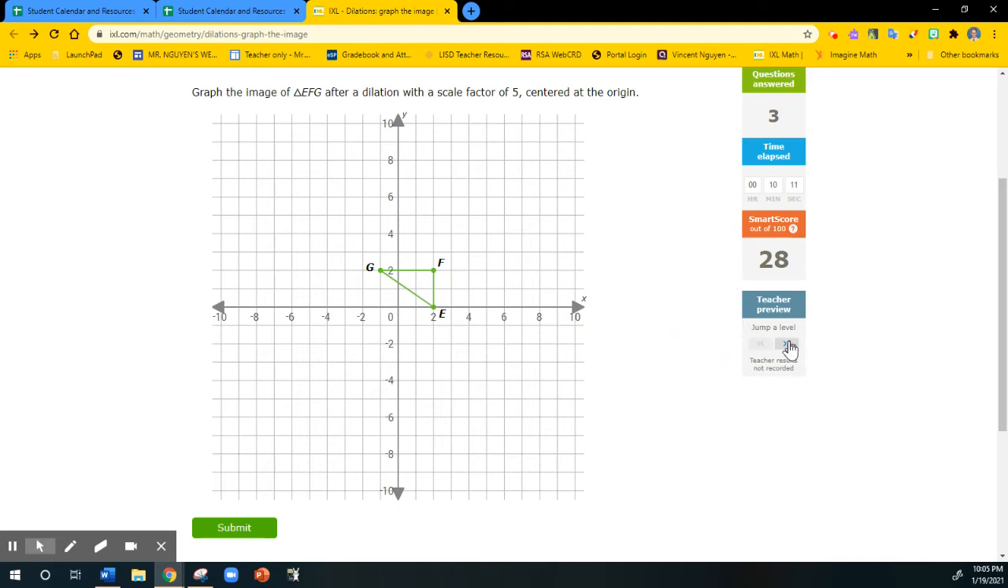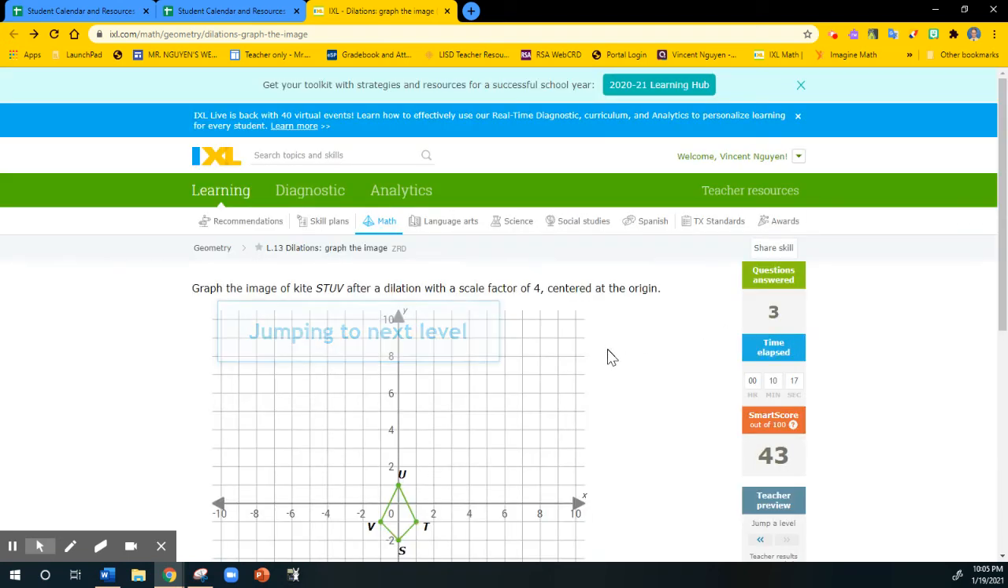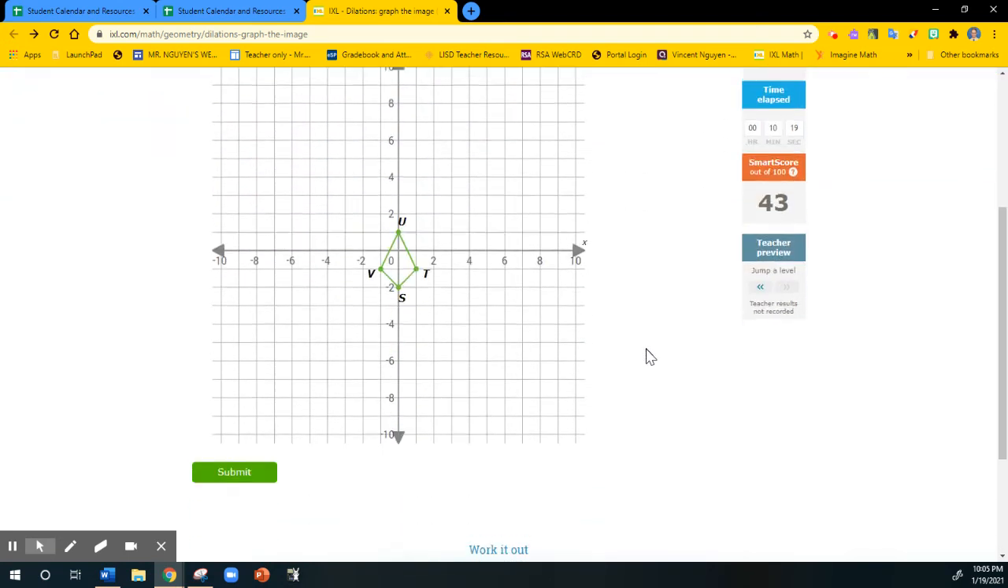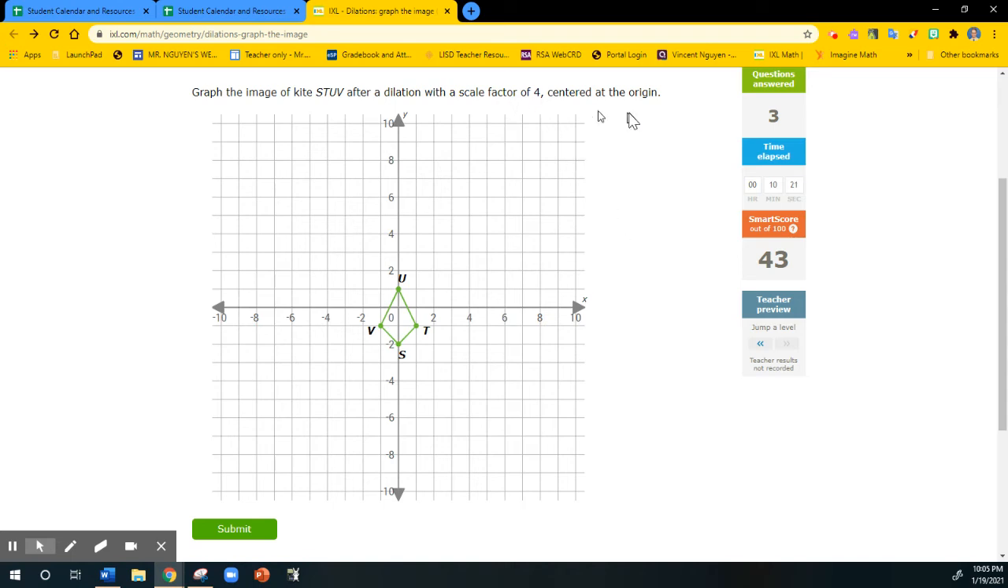I'm going to skip around a little bit to see if there are any other types of questions that are being asked. Let's do one. I can't skip anymore. Let's do one. So scale factor 4. I'm going to multiply everything by 4.